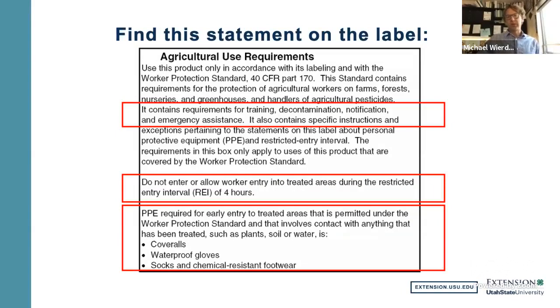The agricultural use statement is in a box on the label. It instructs the user to comply with all requirements of the Worker Protection Standard, including training of employees, decontamination, application notification, emergency assistance, and minimum restricted entry intervals and personal protective equipment. Again, this section lists the REI and PPE requirements for early entry workers.